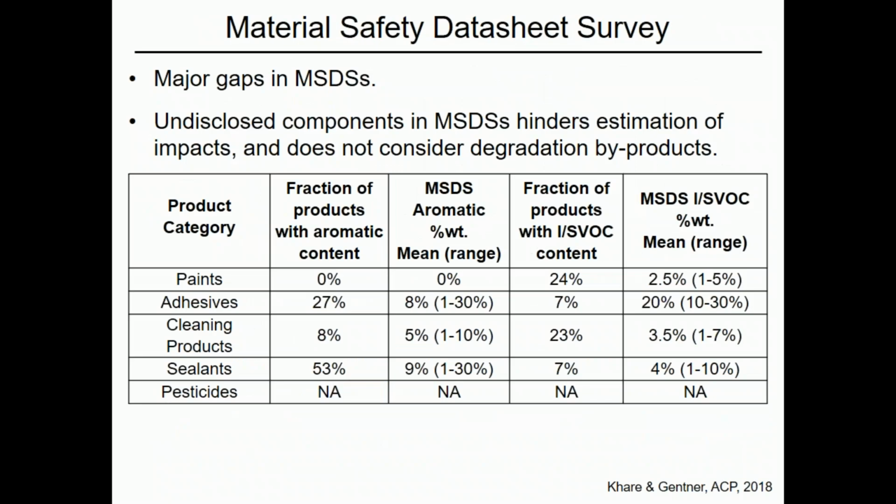So we did a survey of the material safety data sheets for 50 products in each of these categories, high volume sales products from readily available providers, to look at currently what is the aromatic and IVOC content. We're showing here the fraction of products that contain aromatic content still and the fraction that contain I and SVOC content. And you can see that a lot of them do have these very reactive SOA precursors in them. And the interesting thing with some of the I and SVOC content is how that still isn't the full scale of what's actually in there. That's just what is reported.